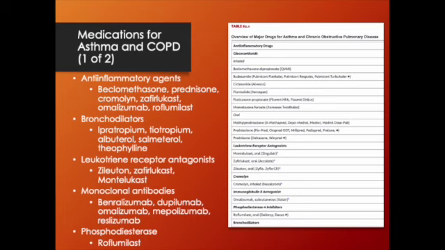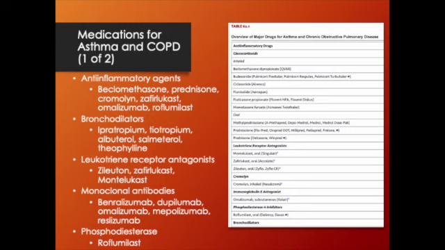Our leukotriene receptor antagonists, remember, by antagonizing the receptors for leukotrienes, we actually will help with the inflammation process. And so we have montelukast, which is one of the more popular ones in that class. We also have the ability to use monoclonal antibodies, and those are all the drugs that end in MAB. We can use phosphodiesterase inhibitors, and roflumilast is an option as well.